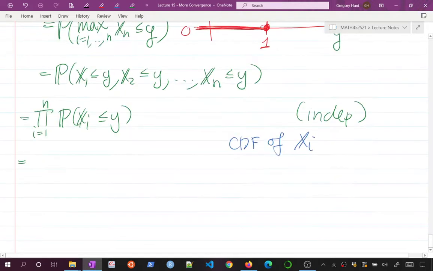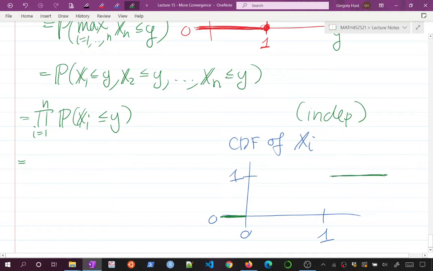The CDF of a uniform looks something like this. Say 0, 1. It's 0 up until 0, it's 1 after 1, and it has a slope like this. Here the slope is 1 in the interesting region, but it's a piecewise linear function where it's 0, it linearly steps up until 1, then it flattens out. That's the CDF of a uniform. So this is F of Xi of, let's say, y.